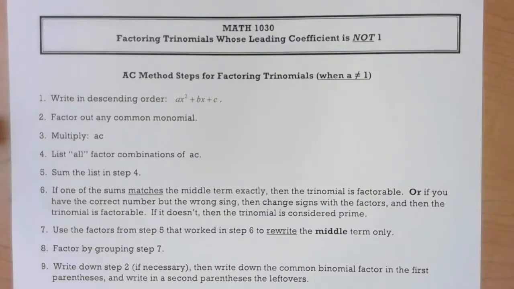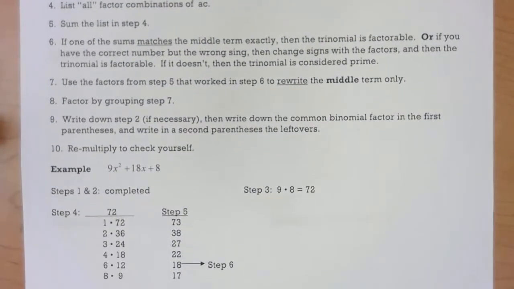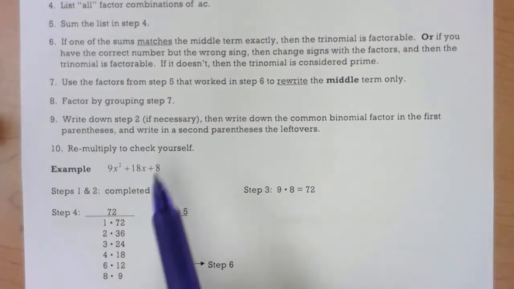Now we're going to factor trinomials whose leading coefficient is not 1. There is not a shortcut on this one, so we have to do the whole process. If you compare these steps with what we had before in the last section, you'll see they're the exact same thing all the way down. So I'm going to go on down to the example and start working.